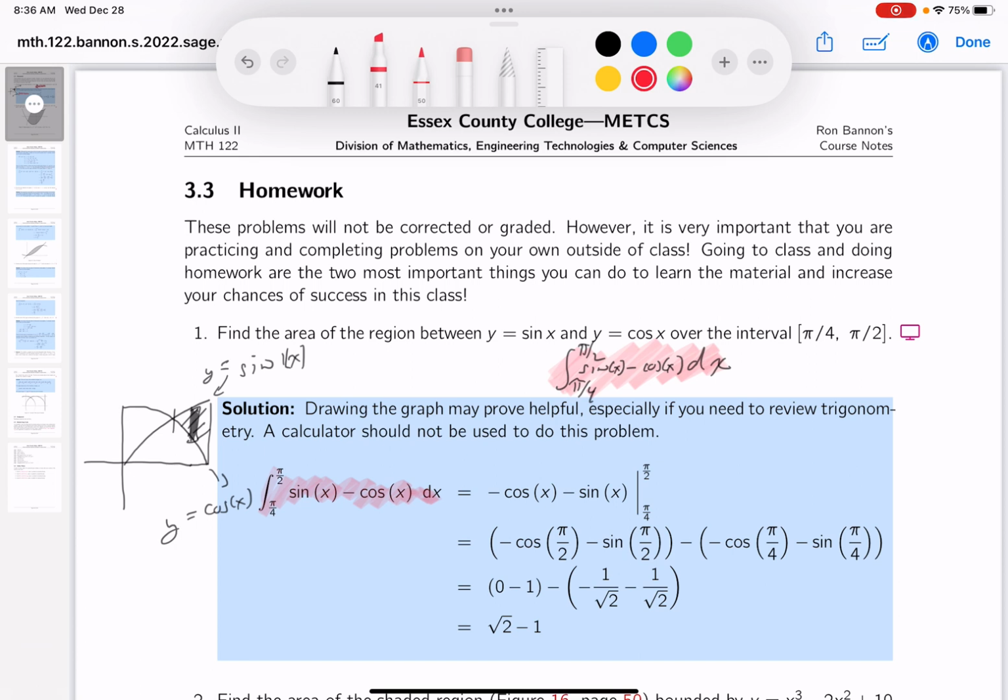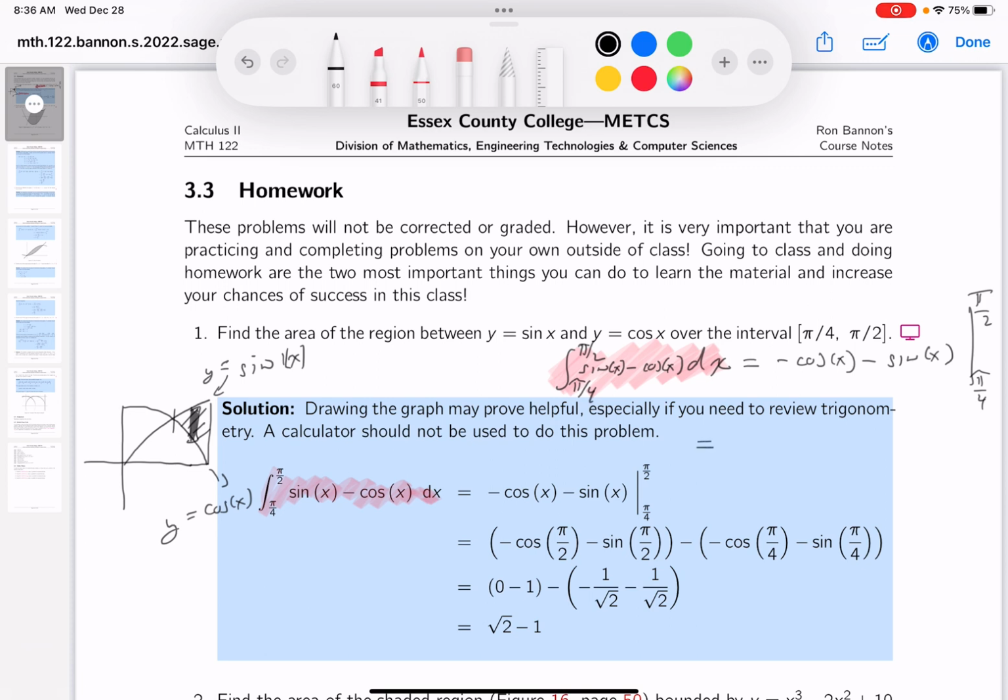And the next step is to actually do the integration. All right, this integration looks relatively simple to do. And the antiderivative of sine x is minus cosine x. Minus the antiderivative of cosine, which is sine. And we're going to evaluate that from pi over 4 up to pi over 2. All right, let's do it.